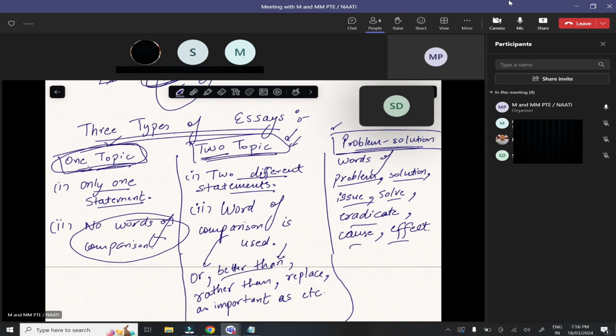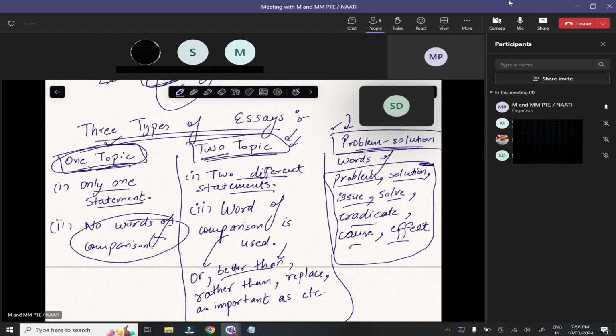And problem solution, it's the easiest type of essay to identify. The moment you see any of these keywords written anywhere in the essay statement, straight away that essay will become a problem and solution essay. They might say Melbourne used to be the cleanest city in the world, but now it is severely polluted. What do you think government should do to prevent this problem from happening in the future?